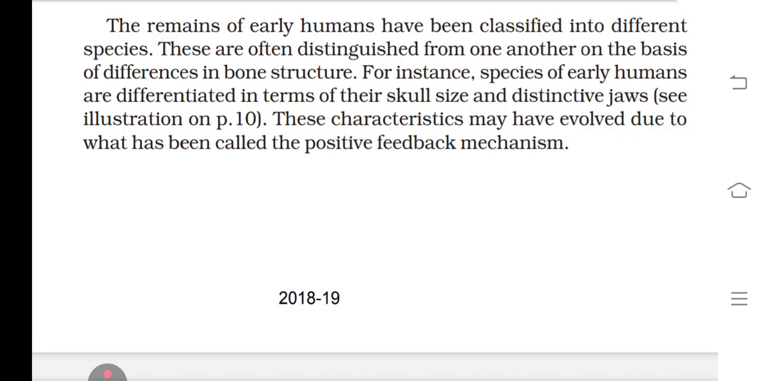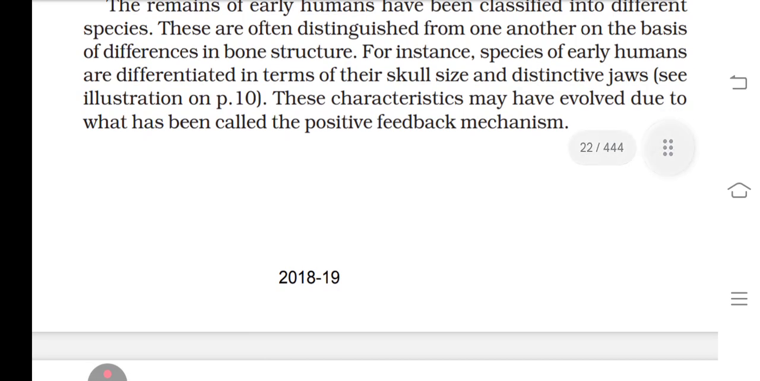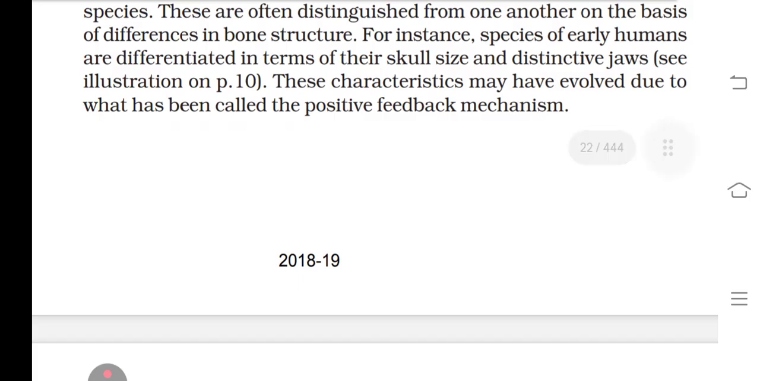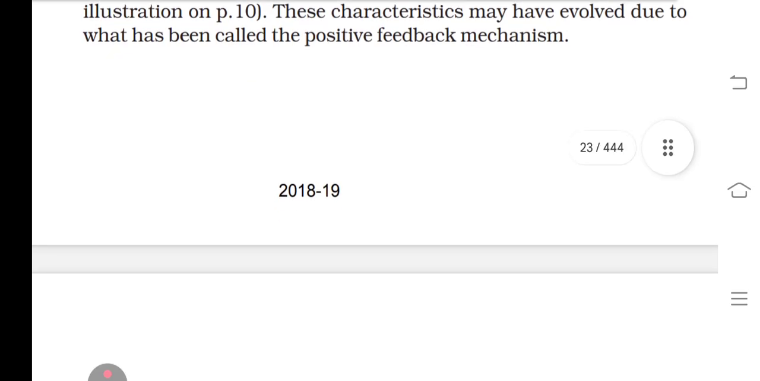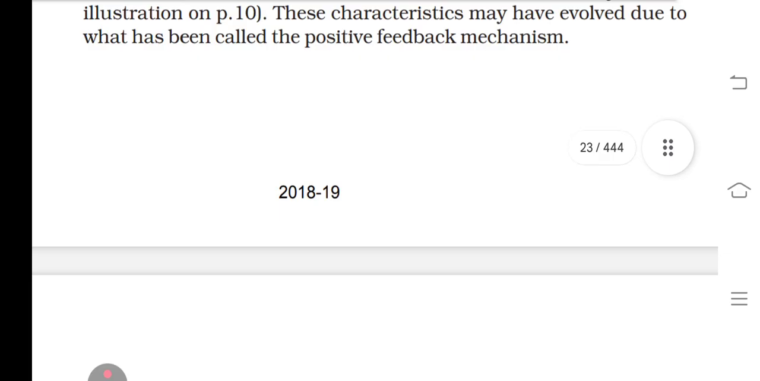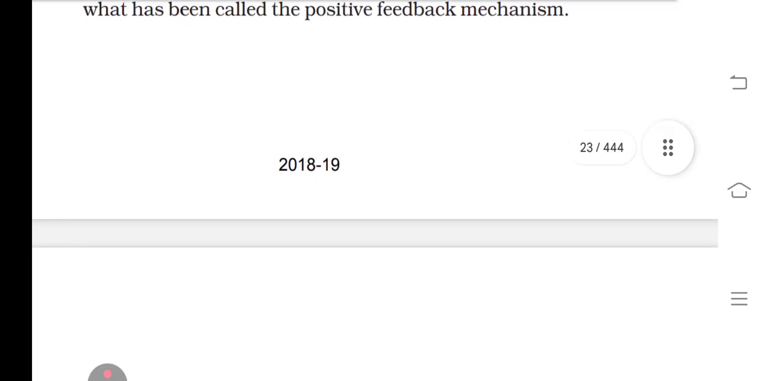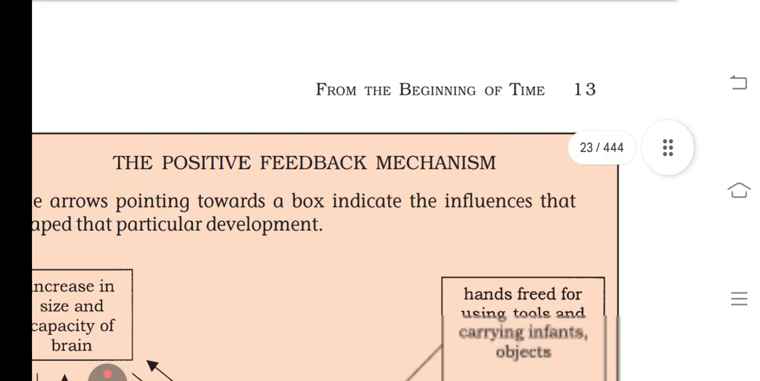The remains of early humans have been classified into different species. These are often distinguished from one another on the basis of differences in bone structures. For instance, species of early humans are differentiated in terms of their skull size and the distinctive shapes illustrated, and these characteristics may have evolved due to what has been called the positive feedback mechanism.